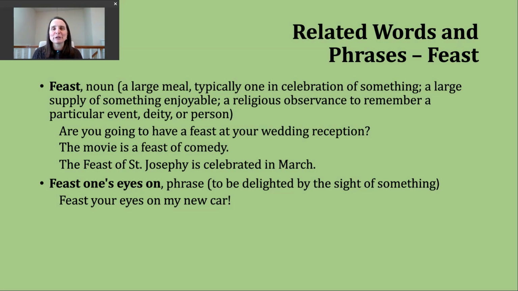The last thing we're going to look at today is a phrase, to feast one's eyes on an object. And what we're talking about here is to be delighted by the sight of something. You might hear this phrase used in the imperative as a command. Like in my example sentence, feast your eyes on my new car, right? So I might be excited by this and I want someone else to be excited by the sight of this thing. Now, this is just an example. I do not have a new car.